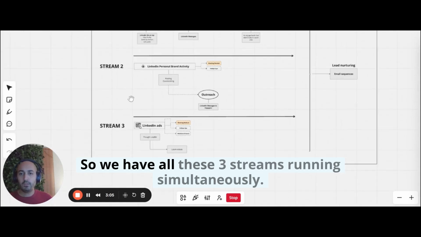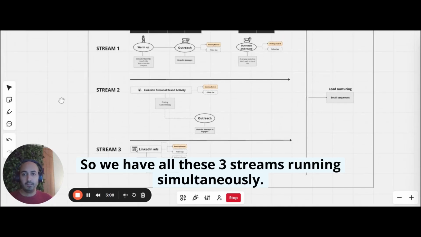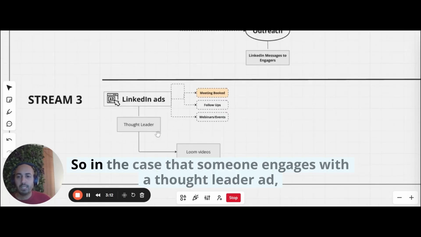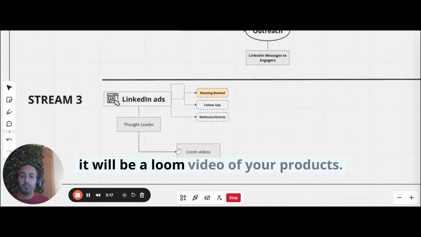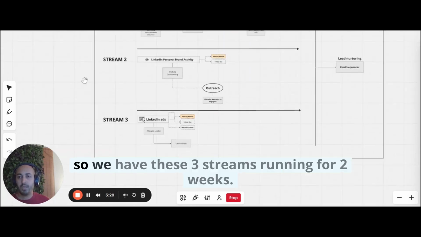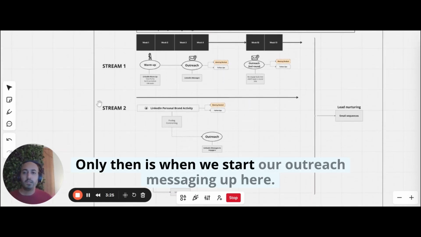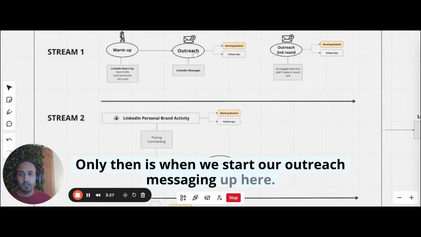So we have all these three streams running simultaneously. We also have another layer within ads of Loom videos. So in the case that someone engages with a thought leader ad, the next time they see an ad, it will be a Loom video of your product. All right, so we have these three streams running for 2 weeks. Only then is when we start our outreach messaging up here.